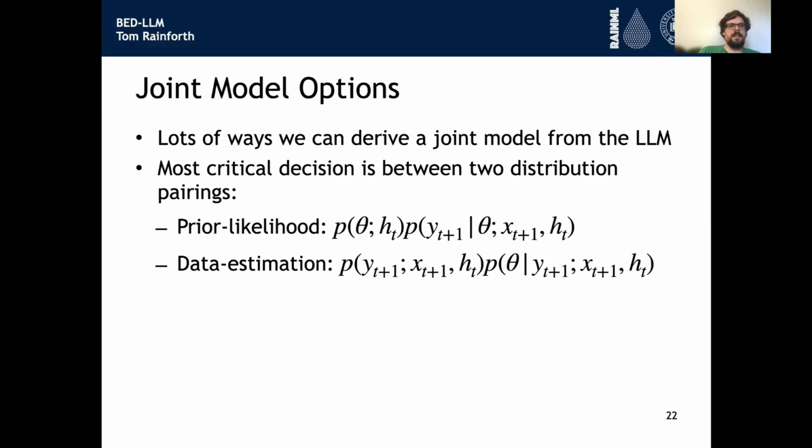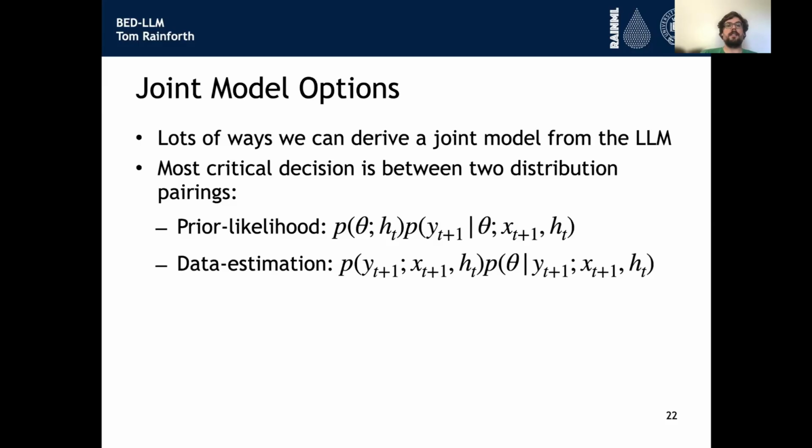And with the data estimation pairing, what we're instead going to do is derive directly a distribution over possible new data. And then we're going to derive some kind of estimation distribution over theta given that new data as well. So this is a bit like the martingale posterior thing that Fong and Holmes came up with, in the sense that we can think about simulating data, and then once we've simulated data, estimate from that new data.